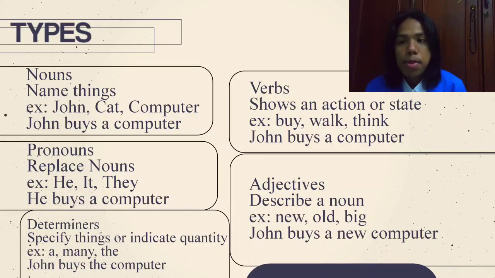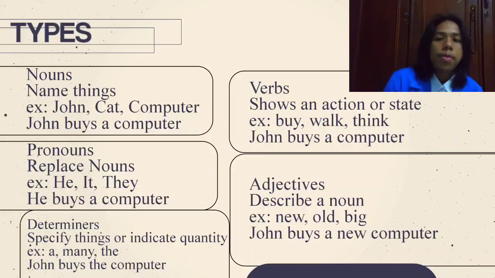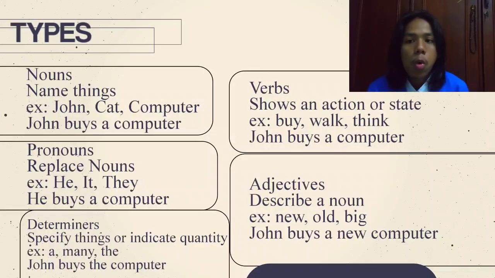Next, we have verb. Verb's function is to show an action or state. Example: buy, walk, think. As you can see in the sentence, John buys a computer. Buys is an action of John. So what is John doing? John is buying. In the sentence, buys is a verb.